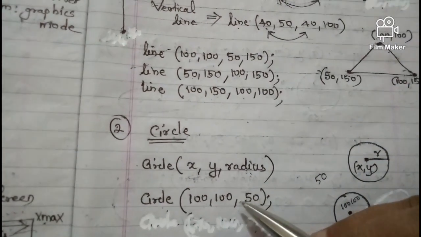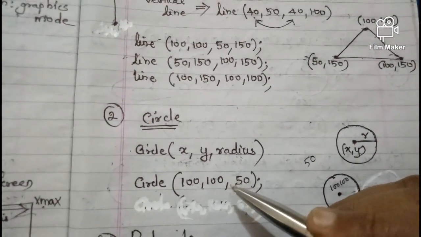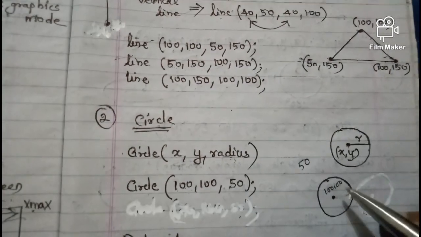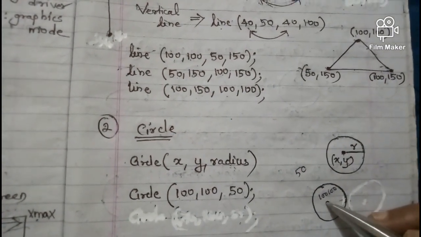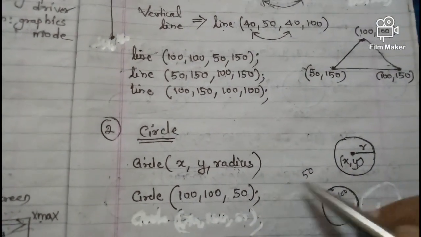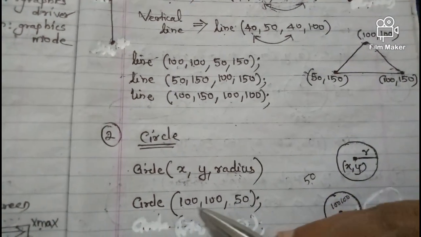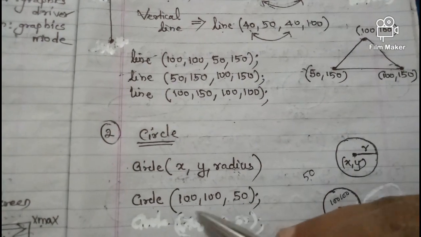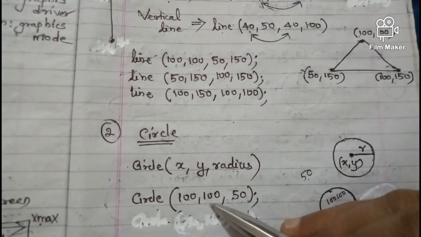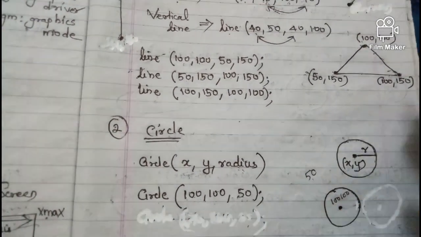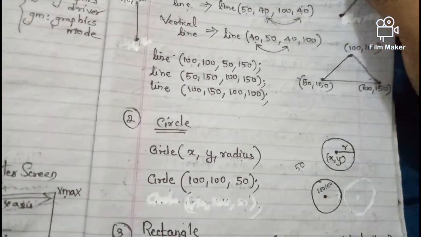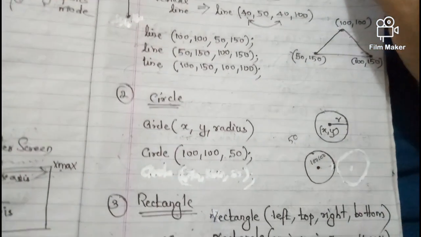Let me give an example. Suppose I want to draw a circle which is centered at 100, 100, like this. Center point of the circle is at 100, 100, and the radius of the circle is 50. So I will write the function circle 100, 100, comma 50. This means circle is centered at this point with the radius 50. Clear? So in this way we can make use of circle function.